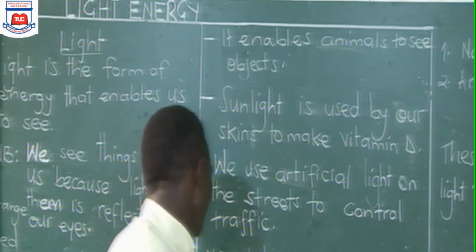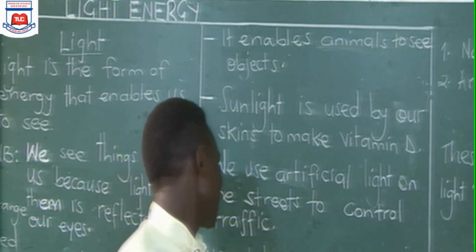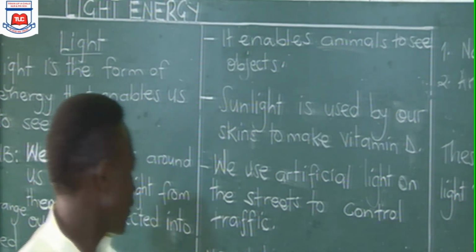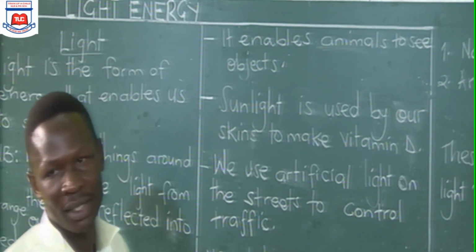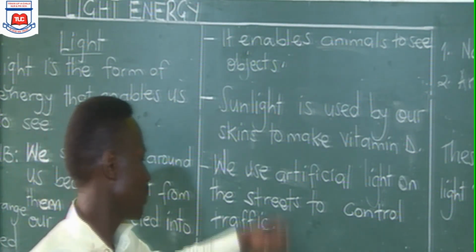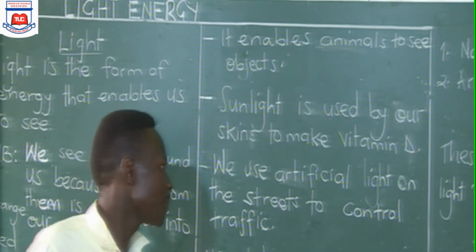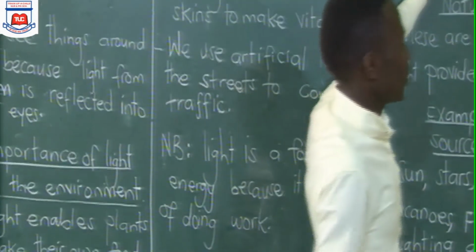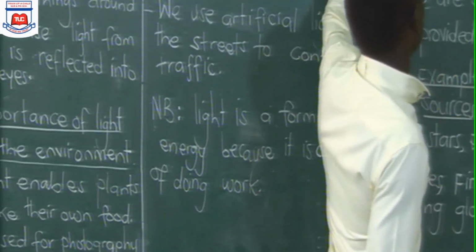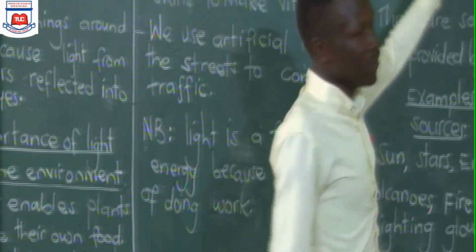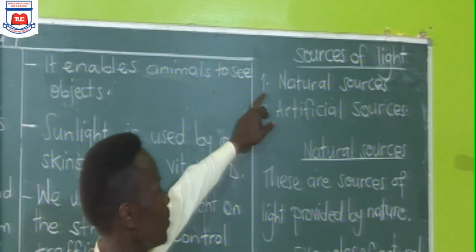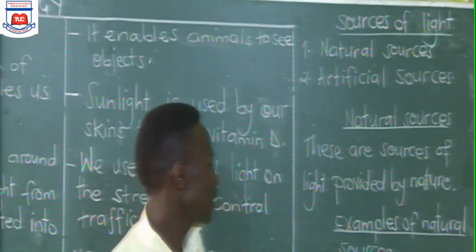Then we have here the NB. Light is a form of energy because it's capable of doing work. So we use light to do work, like in the process of photosynthesis, where plants use light to carry out photosynthesis. We have here the sources of light. We have natural sources and then artificial sources. These are the two main sources of light.